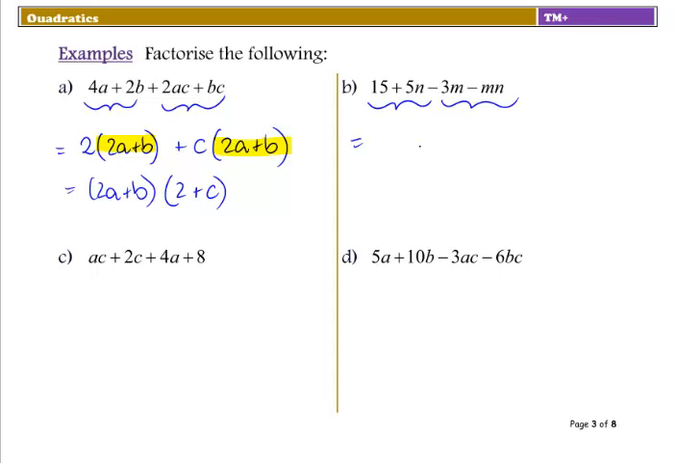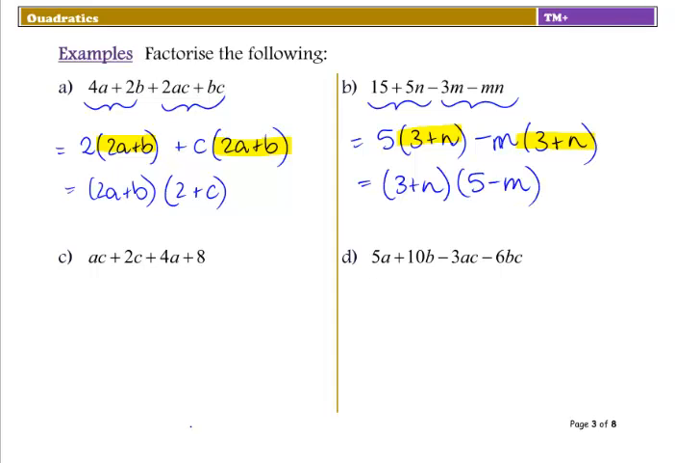Okay, next one. Split, 15 plus 5n would be 5, 3 plus n. Move across, they're both negative, so I'm going to put negative, m is in both, becomes 3 plus n. You can now see that bracket is common, so we can have 3 plus n, bracket 5 minus m. Now pause and try the next two on your own.